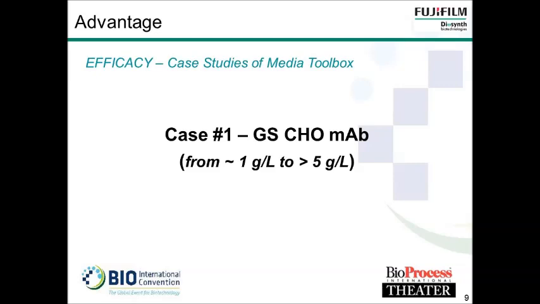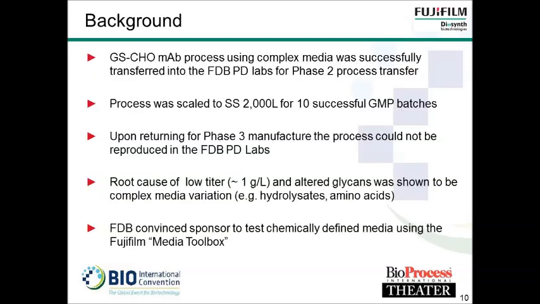The first case study is a GS CHO cell line, also expressing a monoclonal antibody. So we improved the titer from 1 gram per liter to over 5 grams per liter in 3 months, basically. A little bit of background about this case study. This GS mAb process, using a pretty complicated media as well as feed process, was transferred to Fujifilm PD lab about 7 or 8 years ago for phase 1 and 2 process transfer.